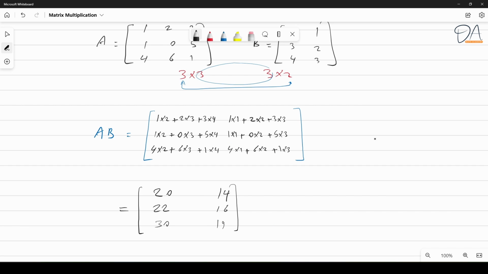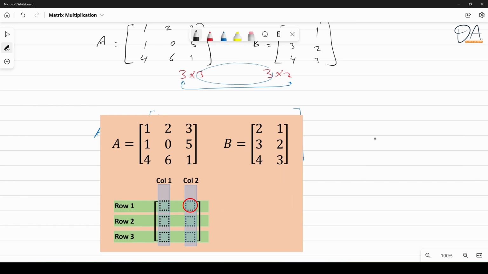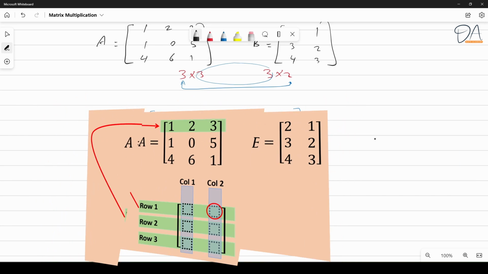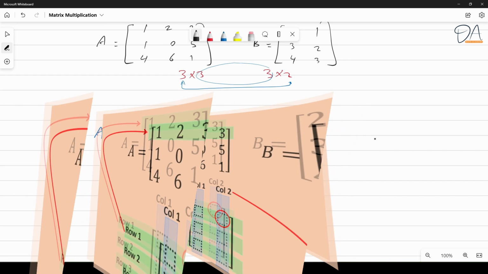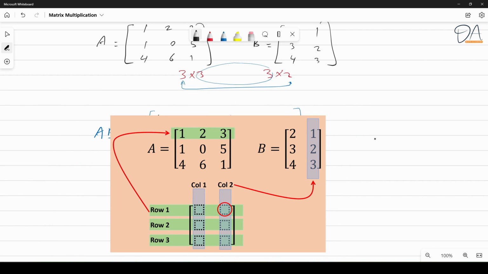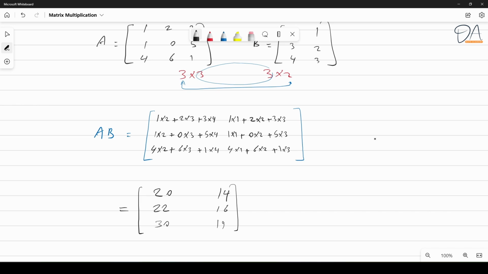So it's very systematic. You are always taking a row and multiplying it with a column. And how to decide the row and column? You just look at the position of the element that you're trying to find out. So if it is in the first row and second column, you're going to take the first row from A and multiply it with the second column of B. Multiplication is easy. You're multiplying element by element, first element times first element, second element times second element, and you're adding these. So that's it for matrix multiplication.